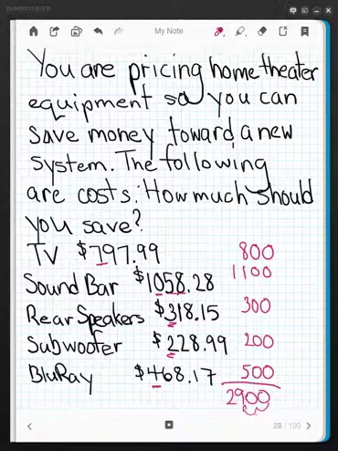So if I figure another $100 in there for tax and I save up $3,000, then I would be saving plenty of money to buy the things that I wanted and to pay for the tax as well. So saving $3,000 gives me a little bit of wiggle room in there, so that if I said, oh gosh, I forgot I need wiring for all of this stuff to be hooked together, hey, I can probably afford to buy that when I go to the store too.